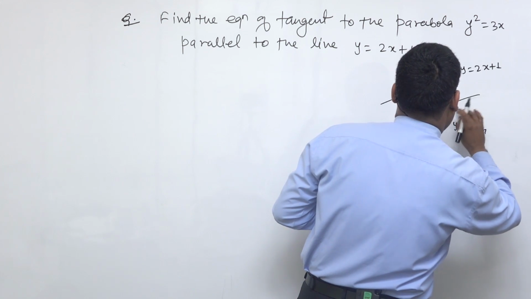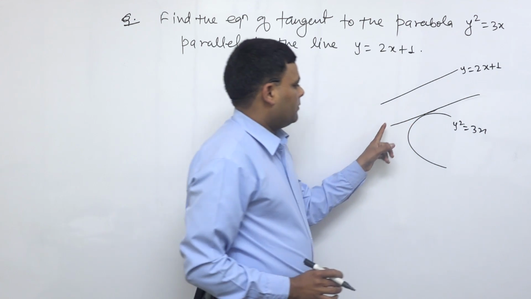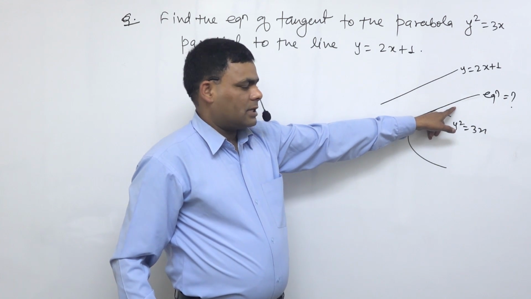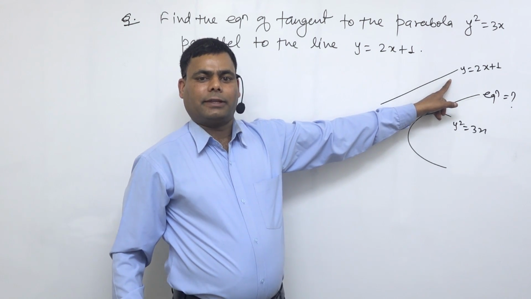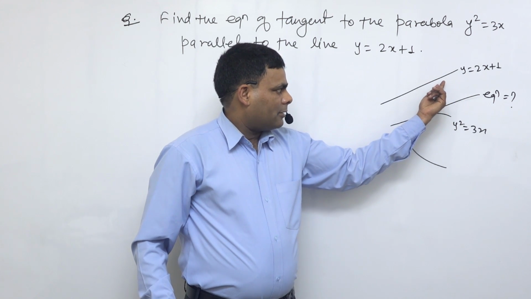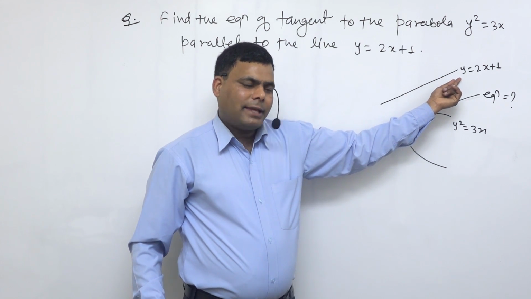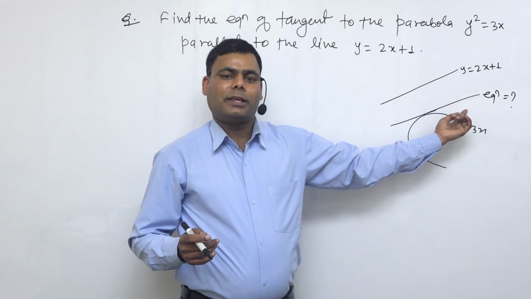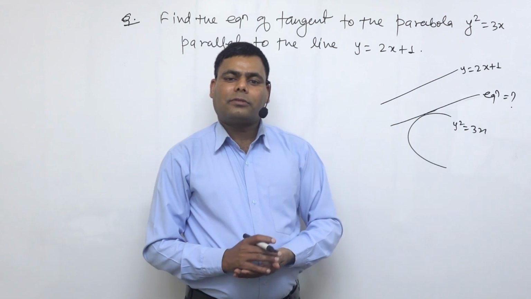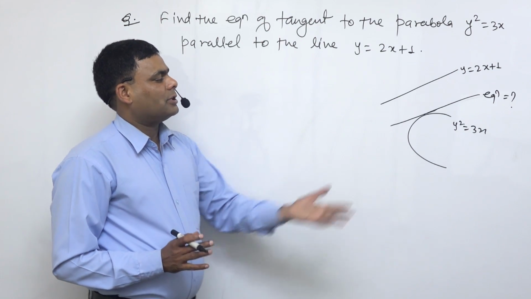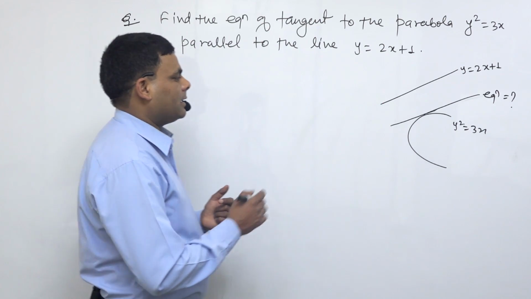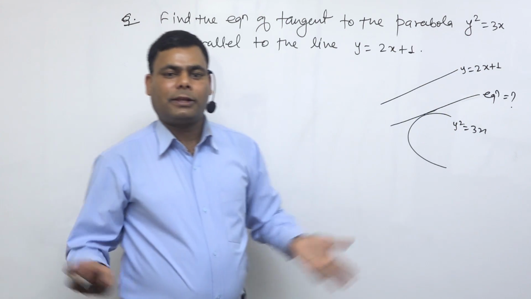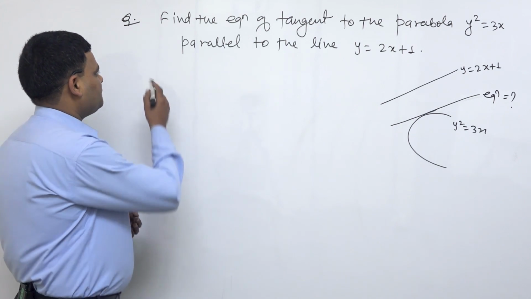This tangent is parallel to this line, and we have to find the equation of this tangent. So if this tangent is parallel to this line, the slope of this line is equal to the slope of this tangent. We have to write the equation of tangent in slope form, that is y equals mx plus a by m. For this we need the values of a and m. We take the value of m from the line and the value of a from the parabola. Then we get the required equation of tangent.